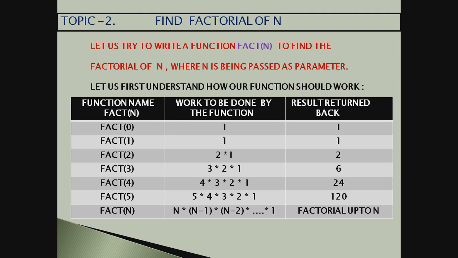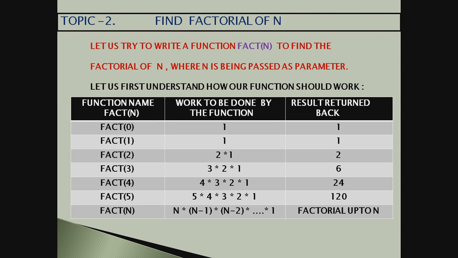Because fact 0 should return 1 to us. We also know that fact 1, that is, if I want the factorial of 1, in mathematics even, 1 factorial is 1. So fact 1 should give back 1 to us. So if somebody asks you, what is the minimum value that fact_n can give back to us? You'll obviously say that the minimum value is 1.